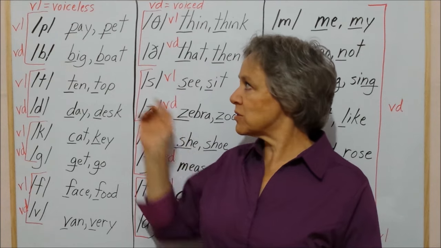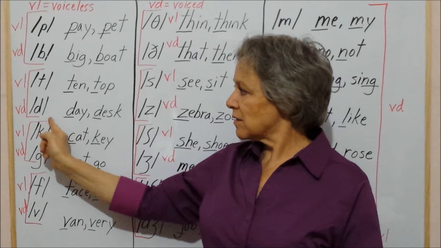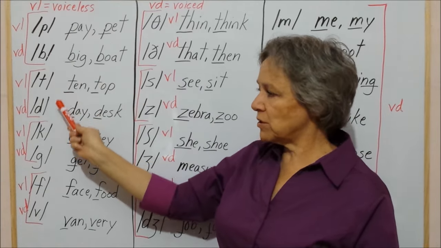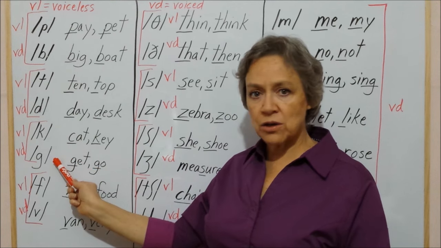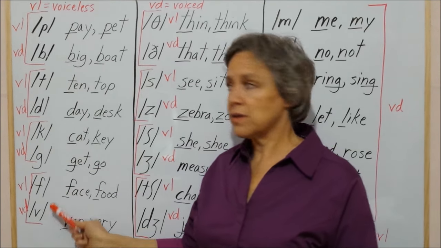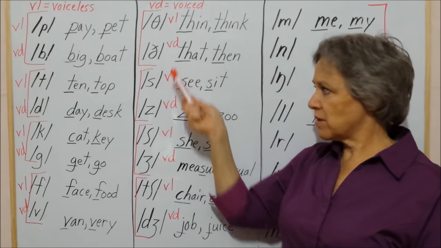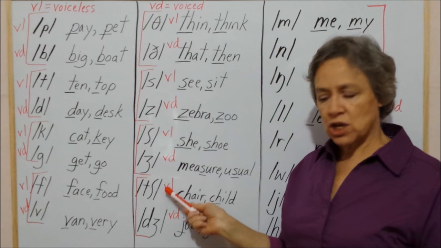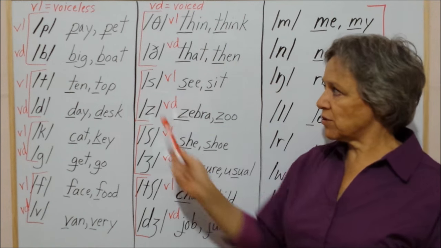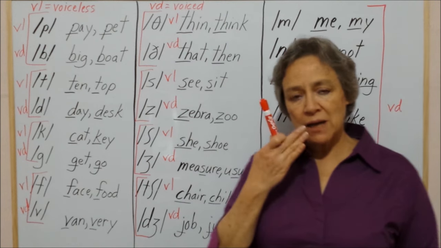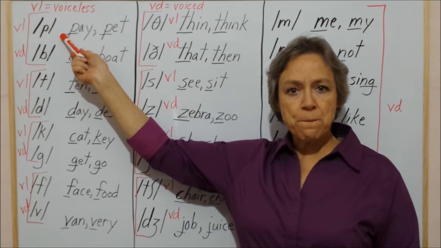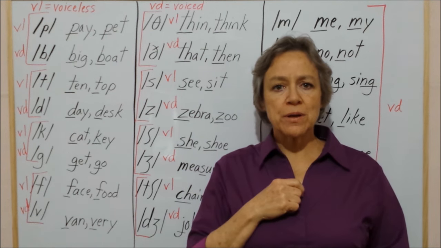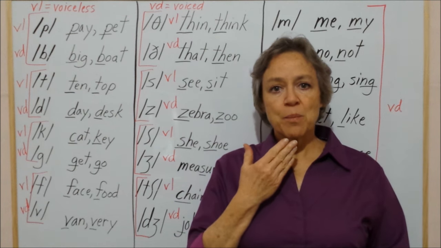I have grouped the sounds, many of them, in pairs, like this. You should be able to see I've grouped p and b together with this red line. I've grouped t and d together with this red line. K and g together, and I've grouped f and v, s and z, sh and zh, ch and j. I've grouped those together because they block the air in the same way. So both p and b block the air coming from my lungs by closing the lips. P, b. They use the same method, but they are not the same sound.